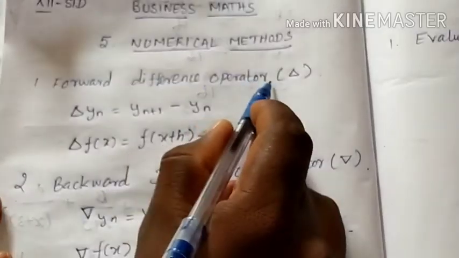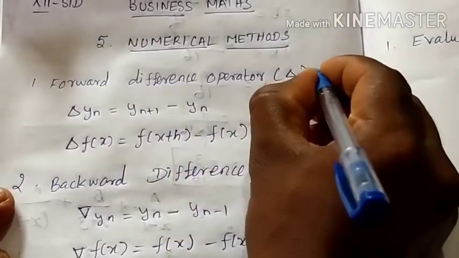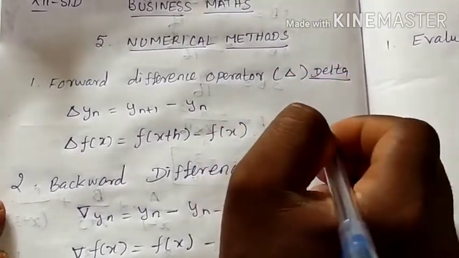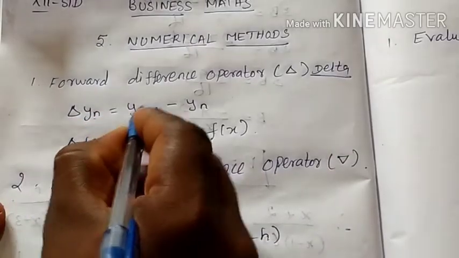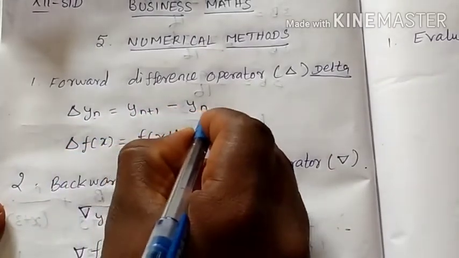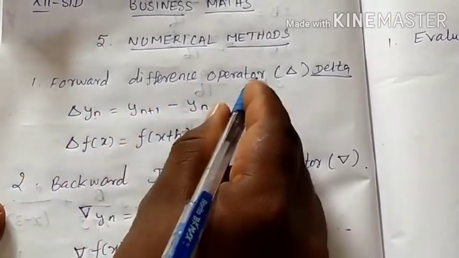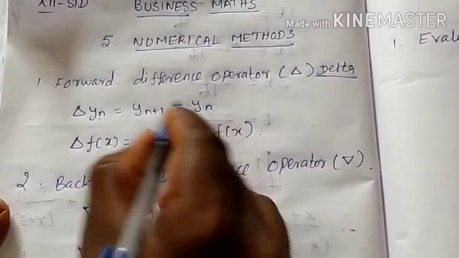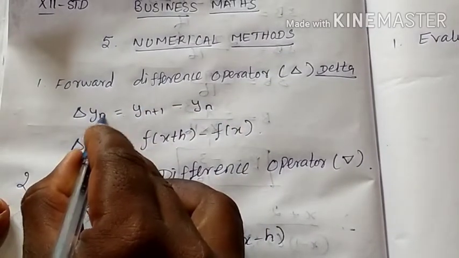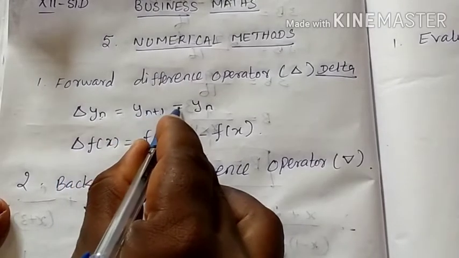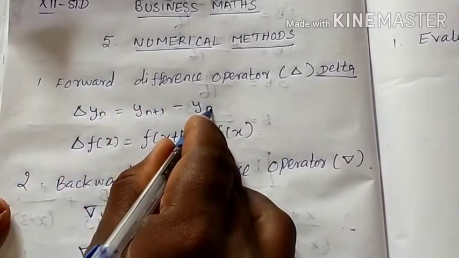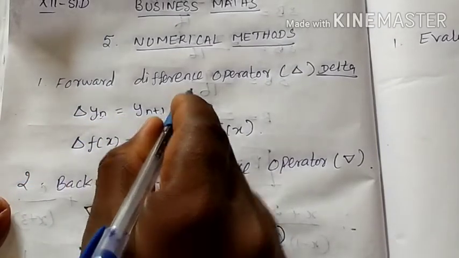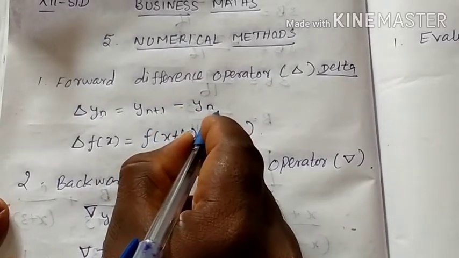The forward difference operator is denoted by delta. This can be read as delta. Delta yn is equal to yn plus 1 minus yn. This is the general form of forward difference operator. So we get yn plus 1 is the first term minus the same term yn. Suppose delta y2, we get y3 minus y2. Have you understood the example?